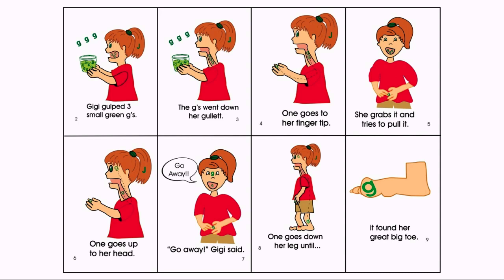How many capital G's do you see? How many lowercase g's do you see? Do you see any in the middle of the words? Beginning of sentence, middle of the sentence. So you have lots of opportunities to teach these things. One goes down her leg until it found her great big toe. And then there's 3 or 4 more pages to the little story. But that's how we read the books.